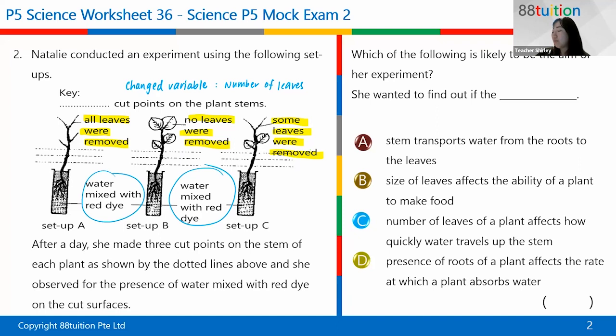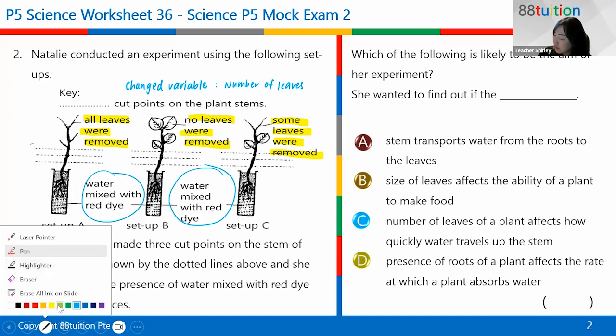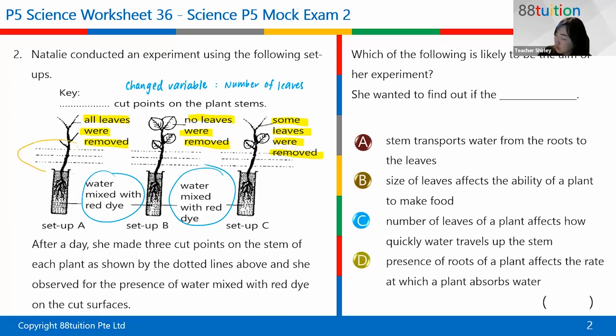So after a day, she made 3 cut points on the stem of each plant as shown by the dotted line above. And she observed the presence of water mixed with red dye on the cut surfaces. So that means she cut 3 lines. These are the 3 lines. Maybe I'll use another color, orange. So these are the lines that she cut. So what does she want to find out?